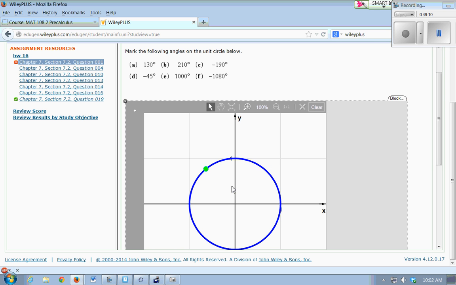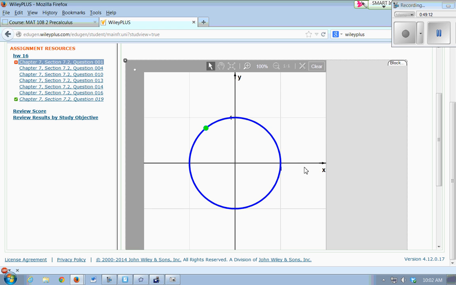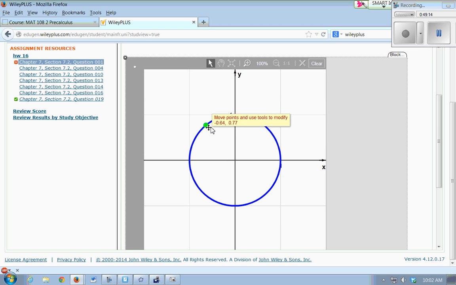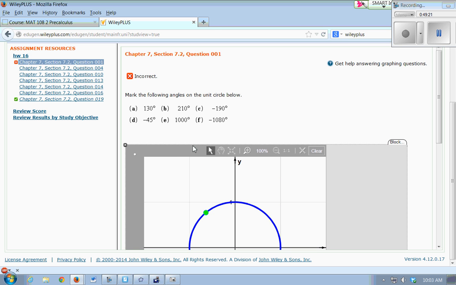Once you click into the graph, if this point were in the wrong place, it would have a little red mark to tell you it was wrong. Good to know. All right, so let's just do one more. The 130 was pretty easy. Let's do a negative 190.